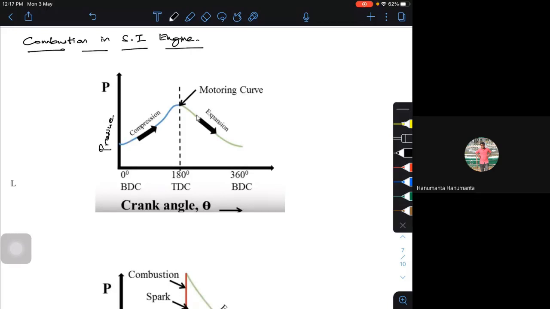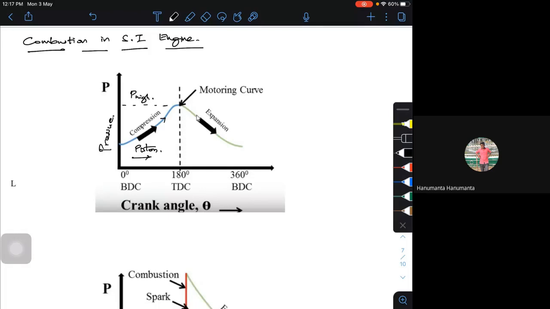So I do have the TDC, and on either side I'm trying to show the BDC. I'm just trying to show you this simple compression and expansion process. The piston will move in this direction, from the BDC to TDC. This is the curve it follows, and it goes to a particular pressure. This is the peak pressure it's going to reach.